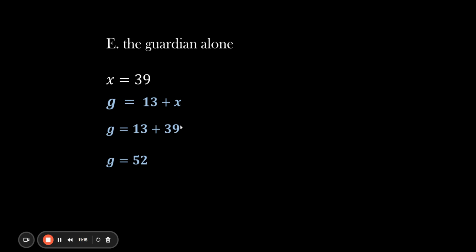Okay. All right. So Guardian alone, we remember we have X as 39. So G for Guardian is equal to 13 plus X. Replace your X with 39, you add, and you have 52. So those that read Guardian alone are just 52 of them out of the 290 readers.